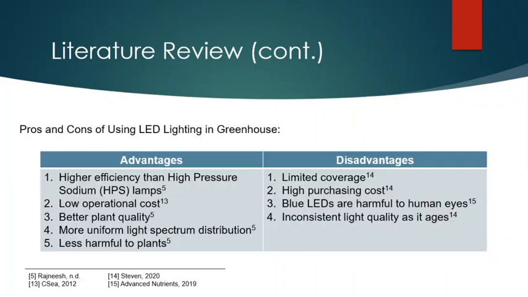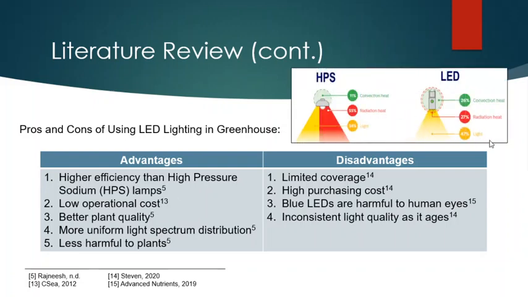Here are some pros and cons of using LED lighting in a greenhouse. One of the advantages is LED has a higher efficiency than high-pressure sodium HPS lamps. As shown in the figure, power supply to a LED bulb is mostly converted to light energy. Secondly, LEDs have a relatively low operational cost as the wattage and energy usage of LEDs are lower than HPS lamps. Thirdly, plants will have a better quality as they can be improved through selection of light spectrum.